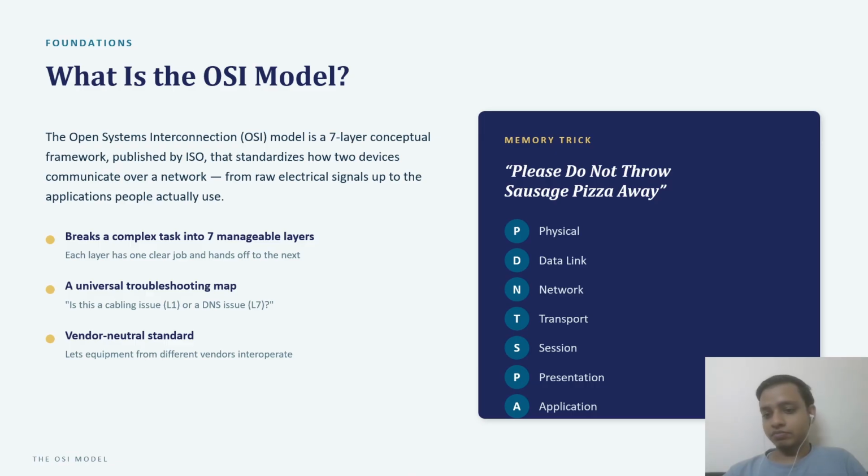So, this is the acronym, a trick to learn this. Please Do Not Throw Sausage Pizza Away. Who else will throw? Please is Physical. Do is Data link. Not is Network. Throw is Transport. Sausage is Session. Pizza is Presentation. Away is Application. So this is how you can learn. Very easy trick. You can repeat it 10 to 12 times. You will learn very easily.